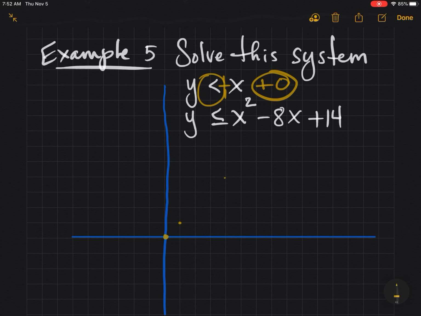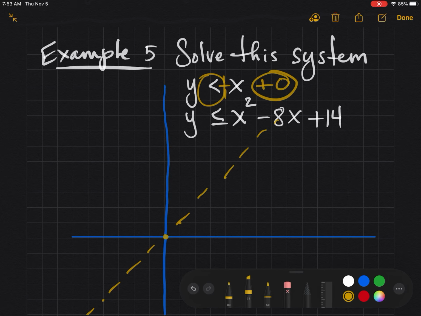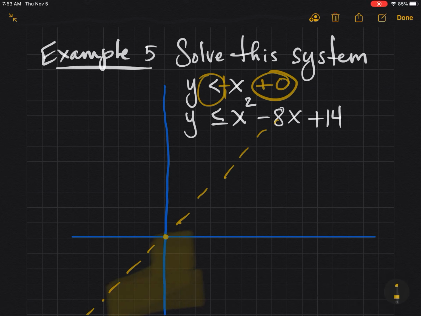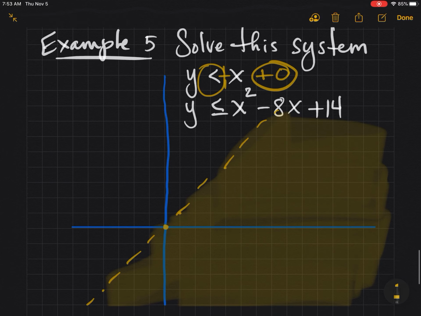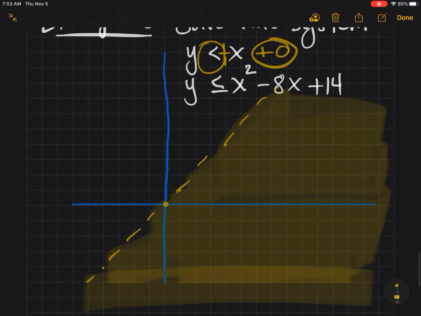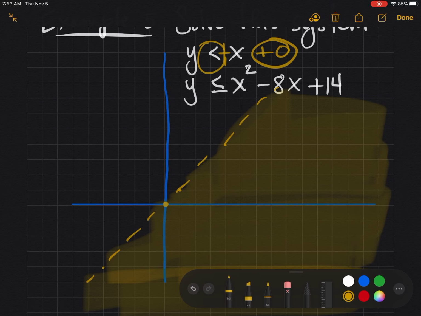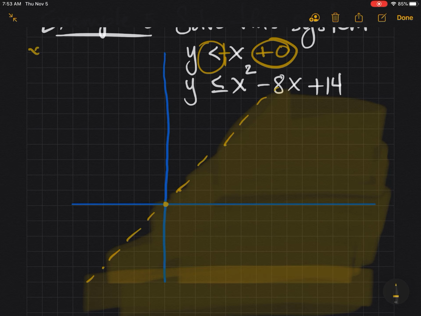It's not equal, so this is indeed a dotted line. And so I'm just going to make that dotted. And do I shade above or below? Y is less than, so I'm going to shade below. Wow, it's not that neat. Okay, but hopefully you understand what's going on. So I'm shading below. Okay, now before I can do anything here, I have to figure out the vertex.